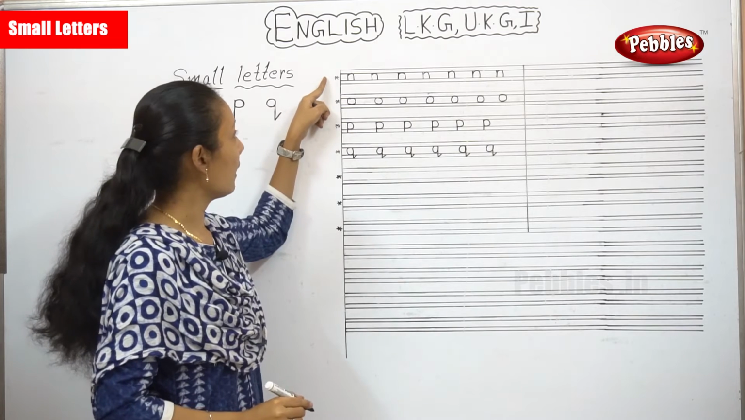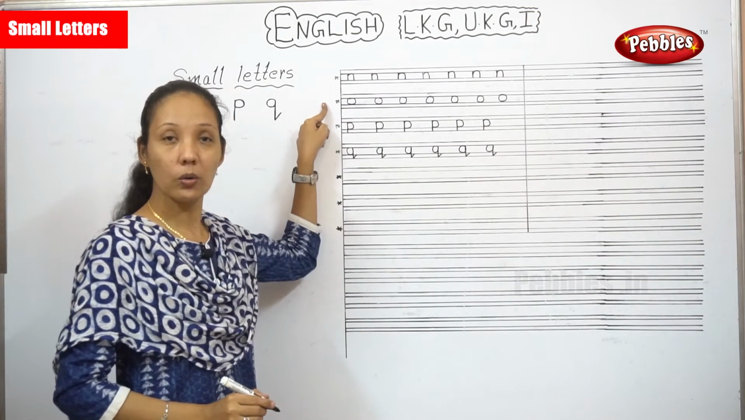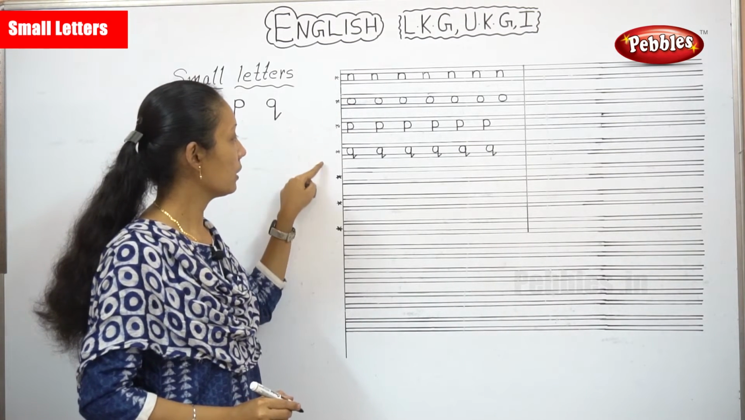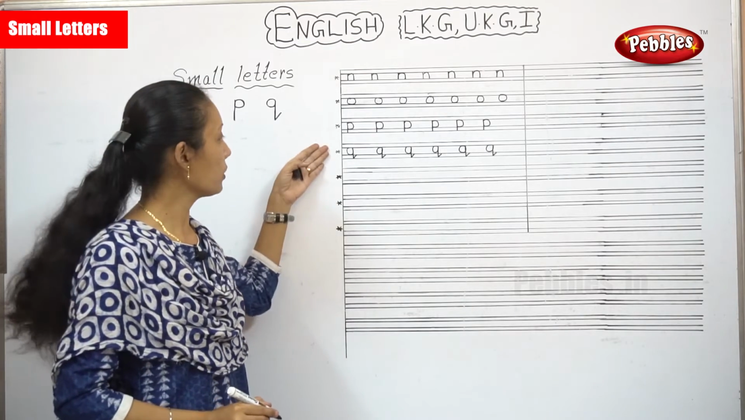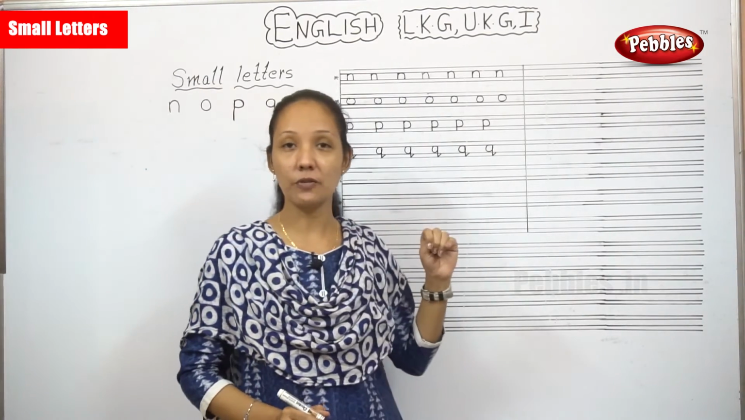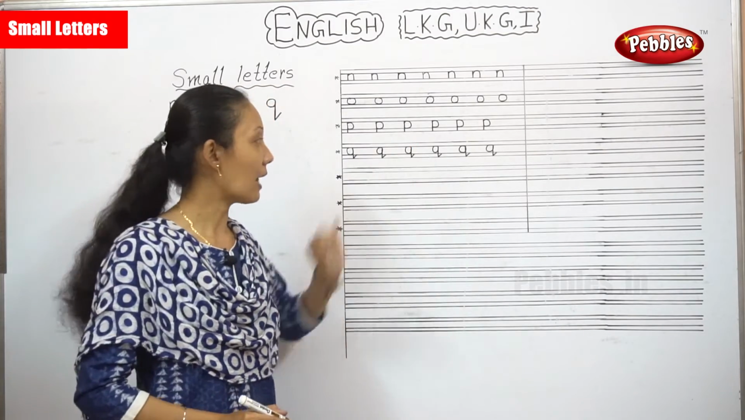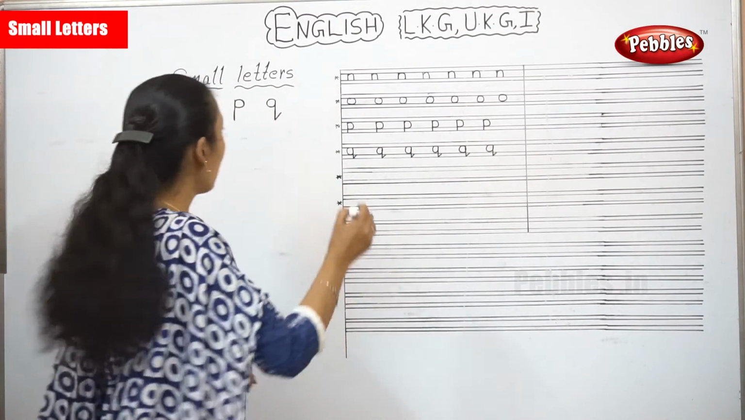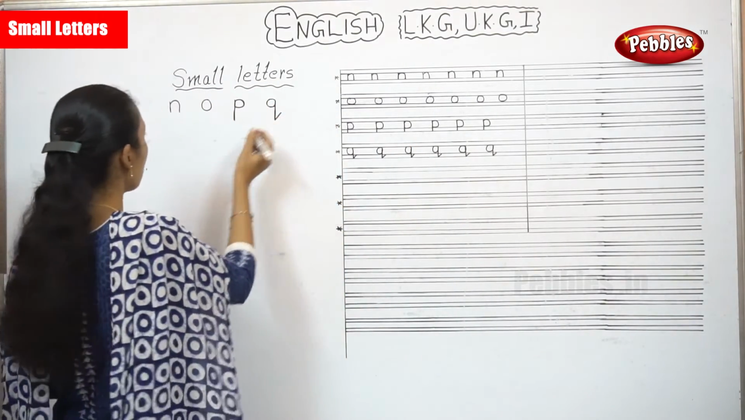Now this is N, O, P, Q. Okay. Now after Q, what alphabet you have? After Q, yes, your next alphabet is R. How do you write R? Shall we see how to write R?